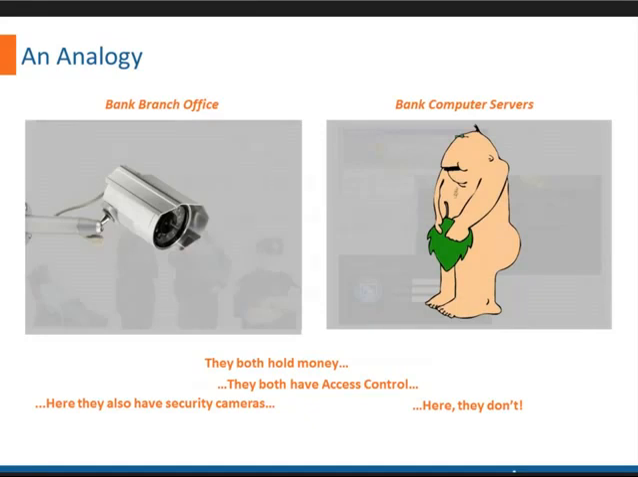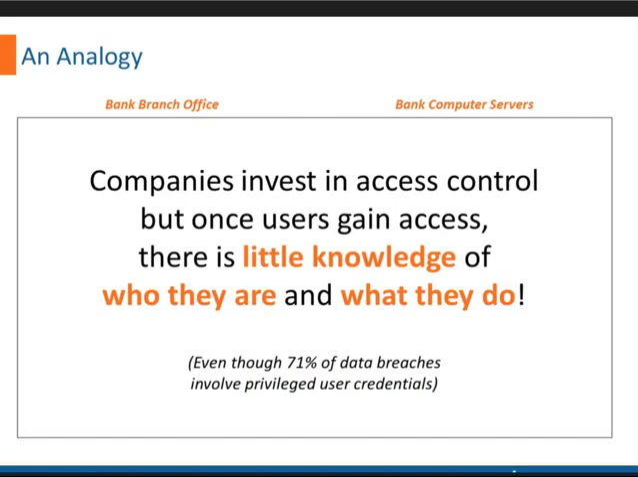And what that boils down to is that companies are investing a lot of resources into deploying access control, but once users gain access, privileged users or users that need to gain access, there's very little knowledge of who they are or what they do. And this is despite the fact that a vast majority of data breaches involve privileged user credentials, credentials for users who need to have access.